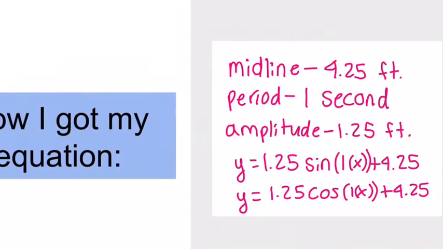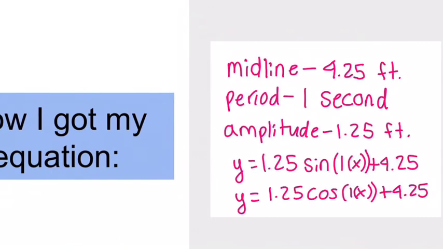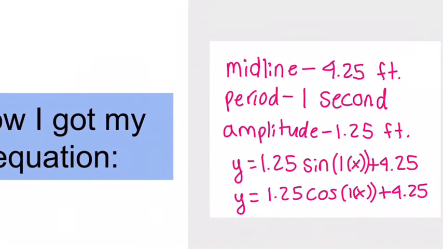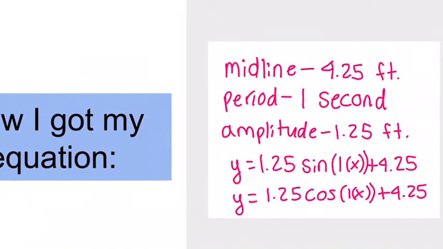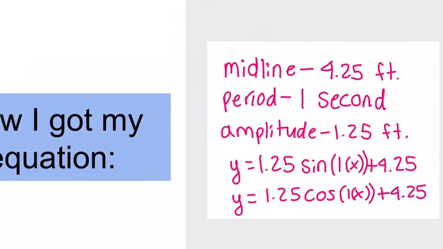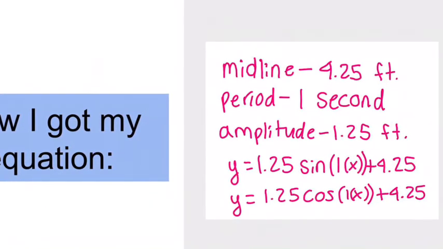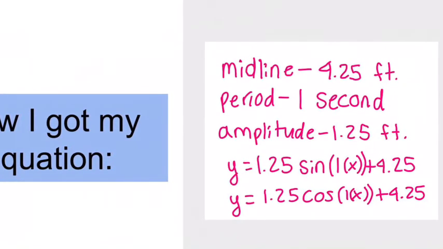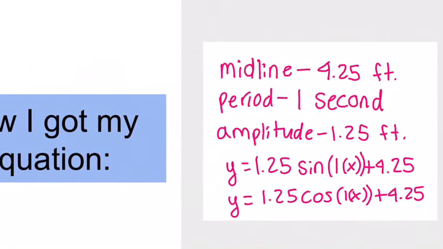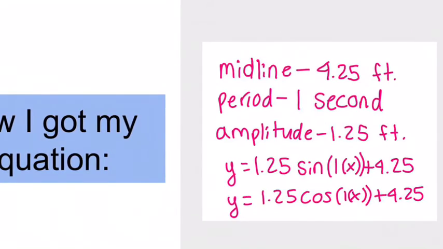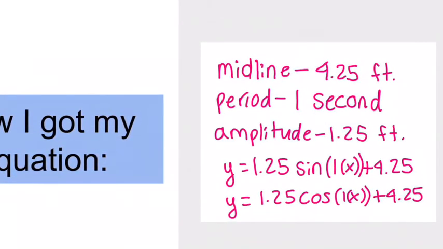How I got my equation was I used the graph and figured out that in between 5.5 feet and 3 feet was 4.25 feet, so that's how I found the midline. And then the period is how many seconds it took to complete one cycle, and it was exactly 1 second. And then the amplitude is basically 5 minus 4.25, or 4.25 minus 3, to find the distance between the midline and the highest point and the least high point, which was 1.25 feet.